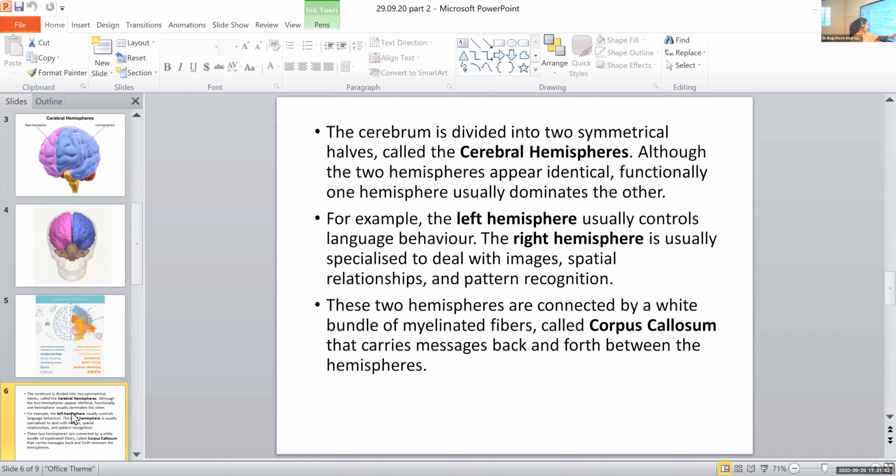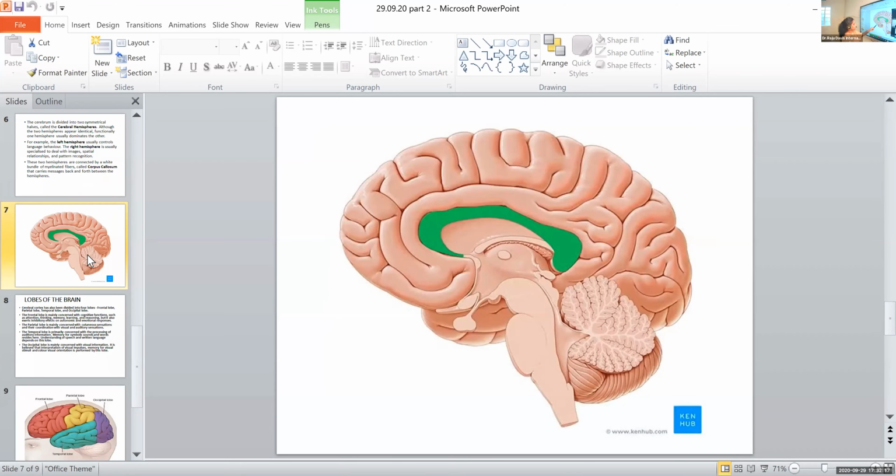So this carries the messages or the information back and forth between the hemispheres. From the left hemisphere, the information would be sent to the right hemisphere, and similarly, the right hemisphere's messages would be sent, or linked, to the left hemisphere by the corpus callosum. Clear? Okay. Now, this is the corpus callosum.